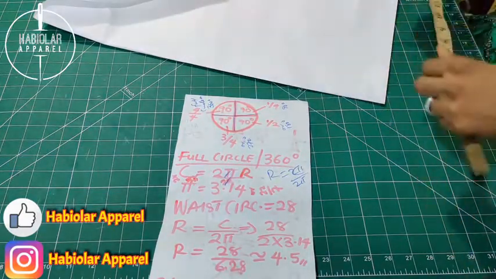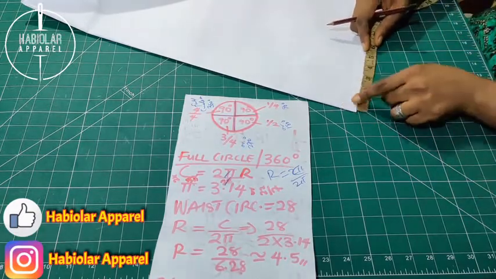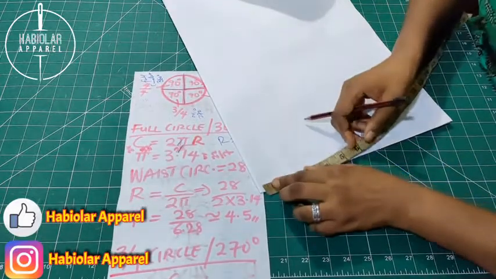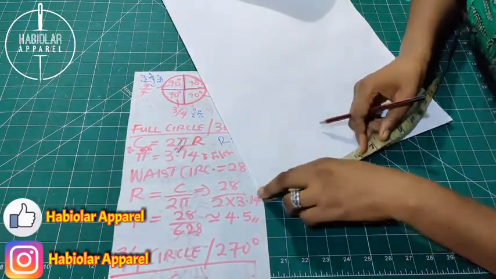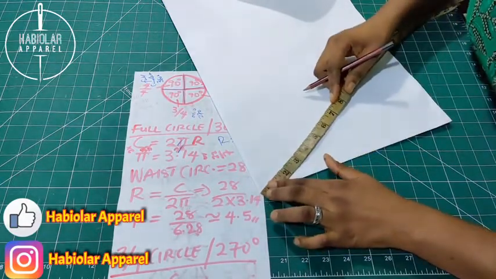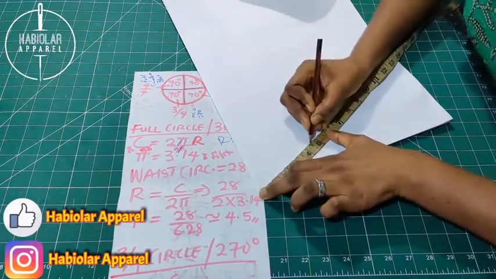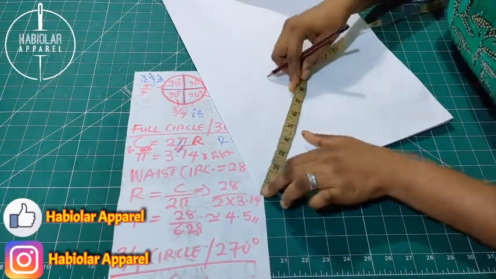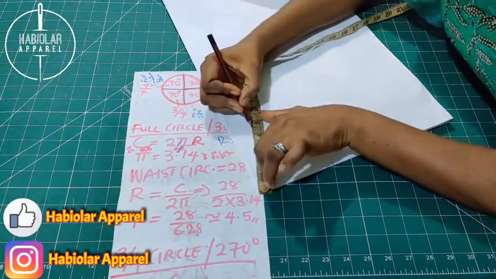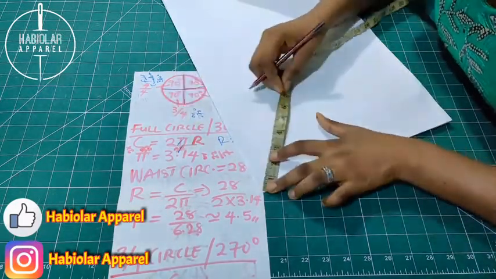Then we start with our radius. I calculated mine to be 4.5. Then the tip of your tape rule, you place it at the tip of the paper or your fabric and start measuring your 4.5. It must be on the tip. Can you see? Measure your 4.5. You can make the marks closer to each other for easy connection.